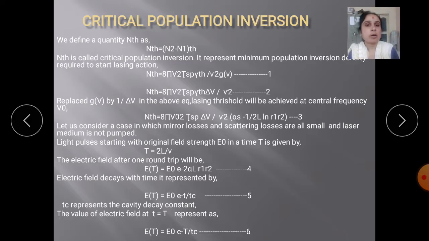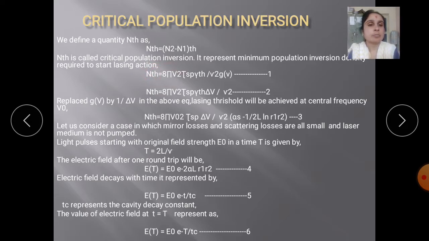First we define the quantity N_th as N_th equal to N2 minus N1, where th denotes the threshold condition. N1 and N2 are the populations of the two levels. N_th is called the critical population inversion. It represents the minimum population inversion density required to start the lasing action.